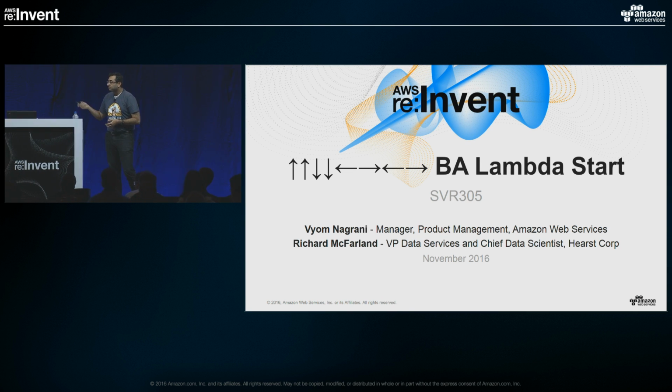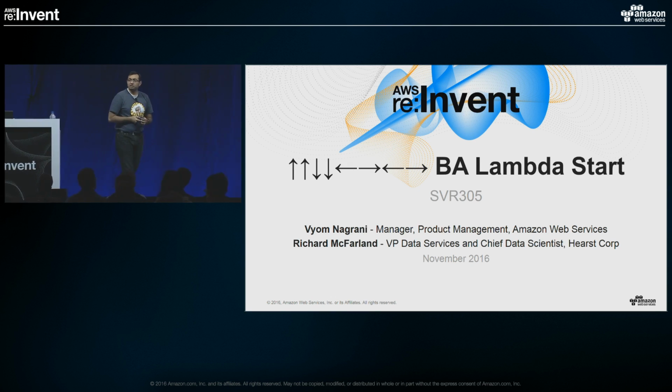A little bit about myself. My name is Vyom Nagrani. I'm manager on the product management team at AWS Lambda. I was here up on stage last year talking about what Lambda is and how you could build applications and different architecture patterns using Lambda. And I'm really excited to see the enthusiasm that you folks have shown in helping us build the feature set for Lambda and building a better ecosystem that you could use.